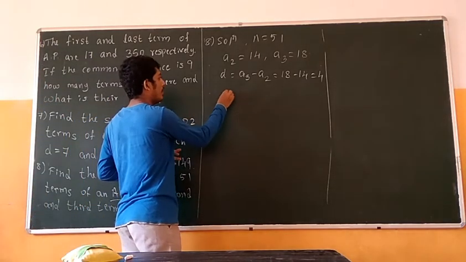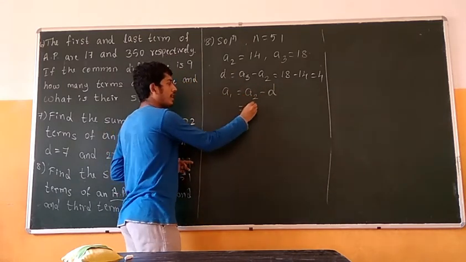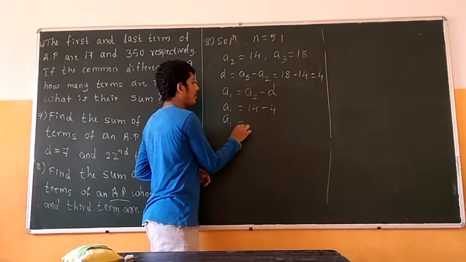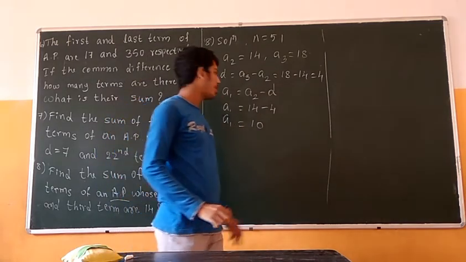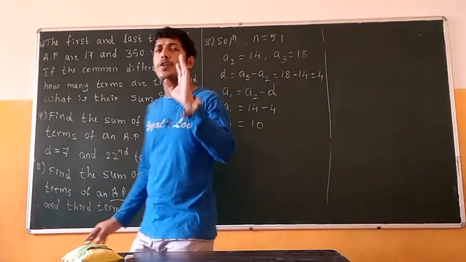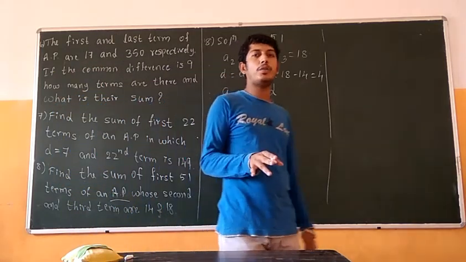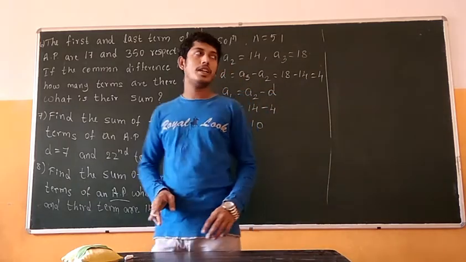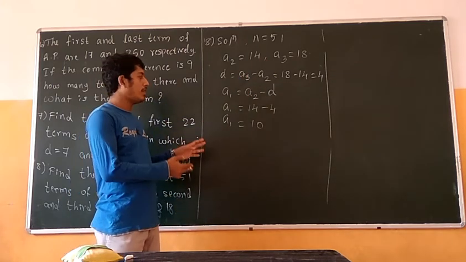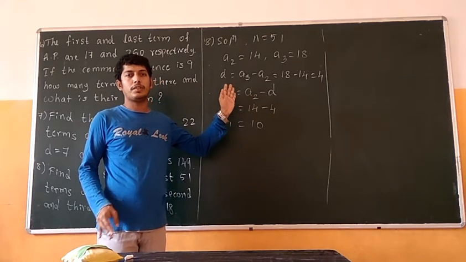Now we have to find the value of a. Therefore, a1 is equal to a2 minus d. So the a2 value is 14 minus the d value, 4. Therefore, the a1 value is 10. You can consider a1 or a, but here we use a1. So in the formula also we have to use a1 only. Our formula becomes Sn is equal to n by 2 into 2a1 plus n minus 1 into d. Because if here we are using a1 and in the formula we are using a, then it is of no use, as we can't substitute directly.